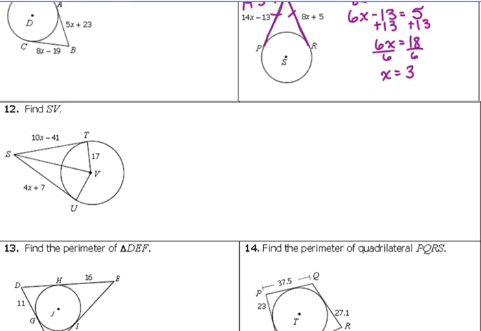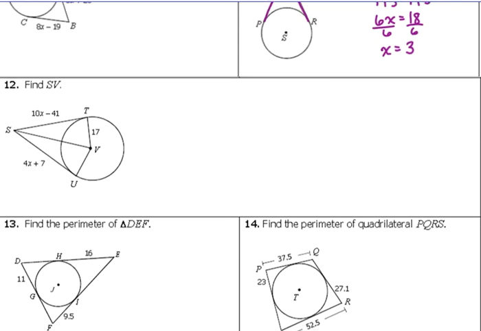Find SV. So let's highlight what they're asking us for. SV is that segment in the middle of this diagram. It's not labeled with anything. It doesn't have a variable in it or anything like that. So let's go to where we do have variables. ST and SU are both labeled with variable expressions. Assume if it looks tangent, it is tangent. Well, it looks tangent. So those segments are equal to one another.